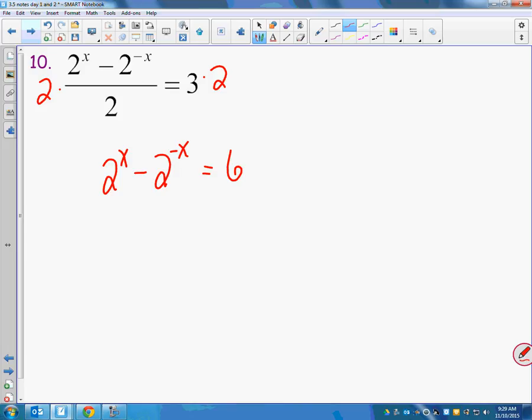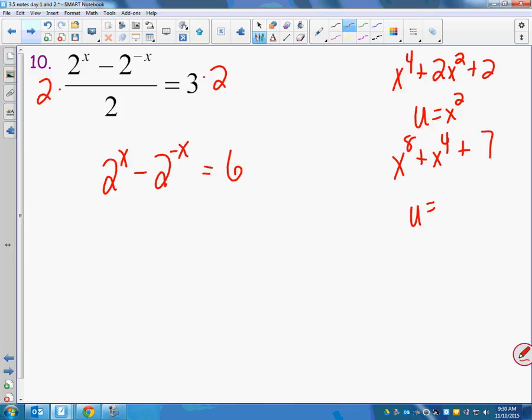Do you remember doing U substitution for factoring in Algebra 2? Like if you had x to the 4th plus 2x squared plus 2, you could say U equals x squared, and you could rewrite that, right? You could do it if you had x to the 8th plus x to the 4th plus 7, then your u would be x to the 4th, because then that makes u squared plus u. We call that quadratic form, all right? We're going to take this idea and apply it to this problem.